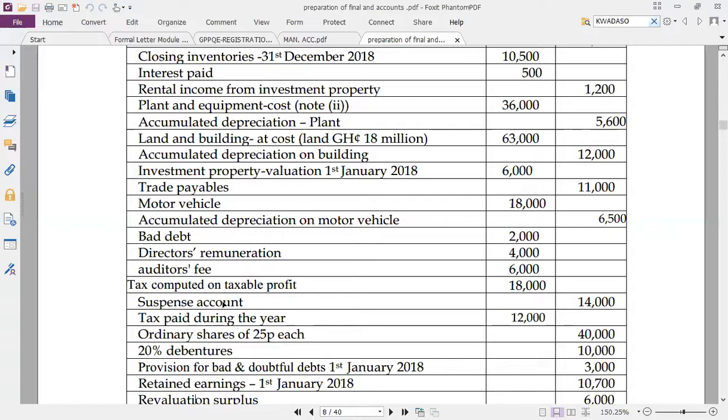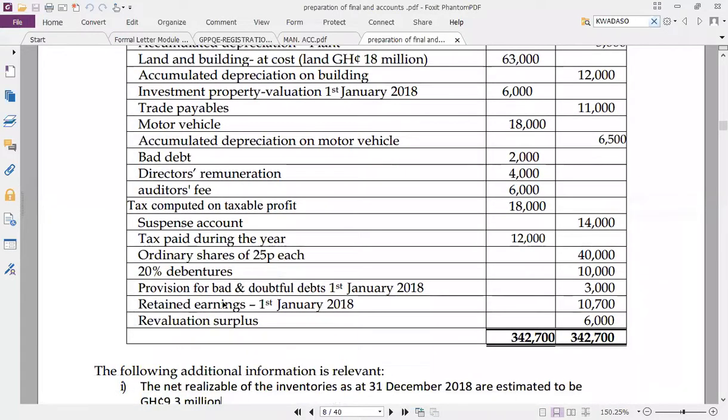Then tax paid during the year. So the ordinary share of 25 pesos each as share capital. 20% debentures. Provision for bad and doubtful debts, that's the opening balance of the provision. Retained earnings, that is the income surplus balance as at 1st January 2018. Then revaluation surplus. We are done.